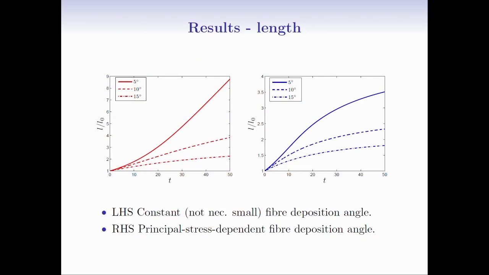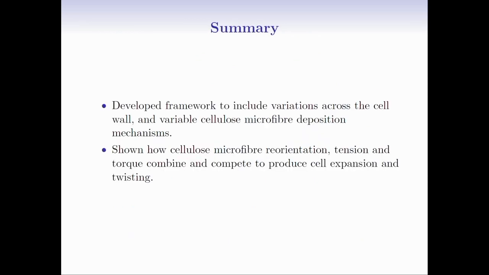So here I've got this for no twist. Here I've got constant angle deposition. Here I've got principal stress dependent angle deposition. And you can see if I've got principal stress dependent, my length starts to saturate rather more than my time did. So in summary, I have very quickly talked about a framework where you can think about these variations across the cell wall and variations in your deposition mechanism, and we've shown how all these different bits compete to tell you about growth and about twisting. Thank you.